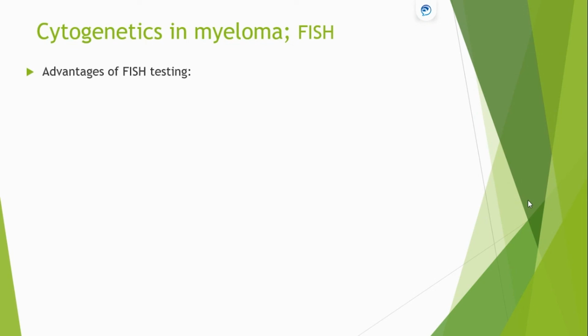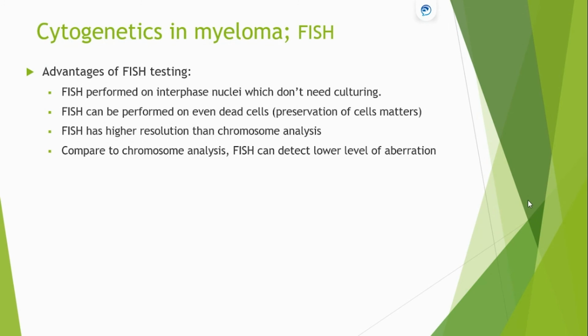However, most of the burden of the testing is on FISH. The advantage of FISH testing is you don't need proliferating cells. You can do FISH on the interphase nuclei. You can even do it on dead cells. Of course, you have to preserve the cells to do the testing. It has higher resolution than chromosome analysis.